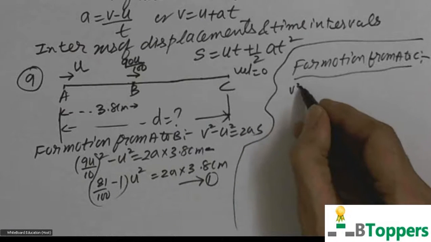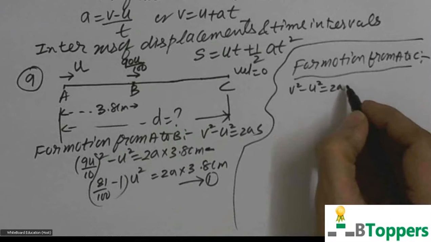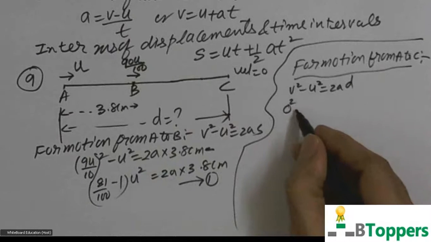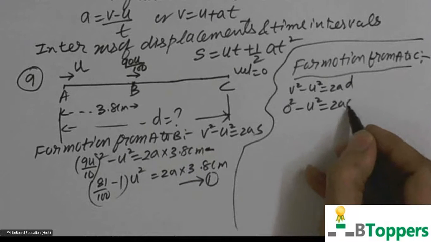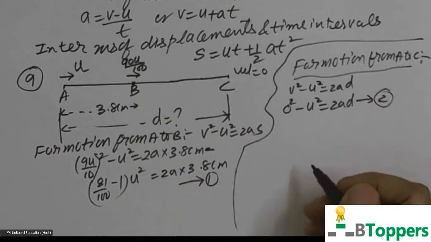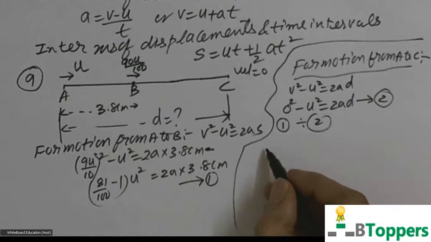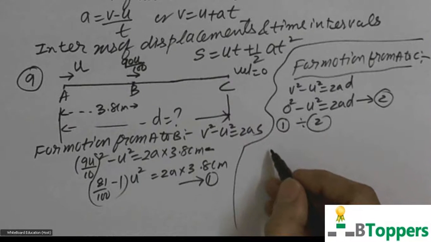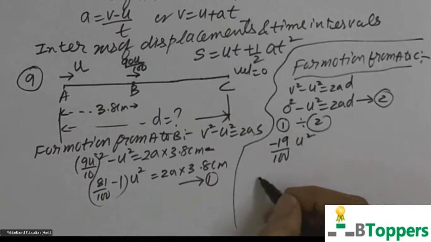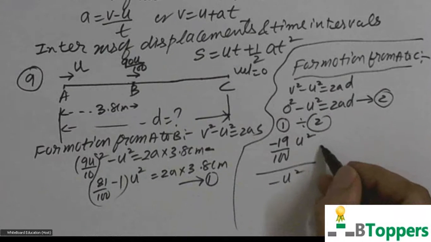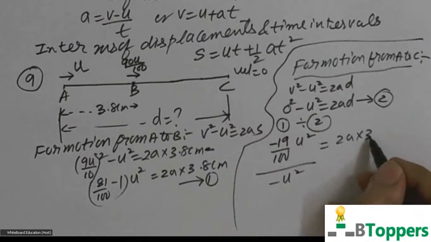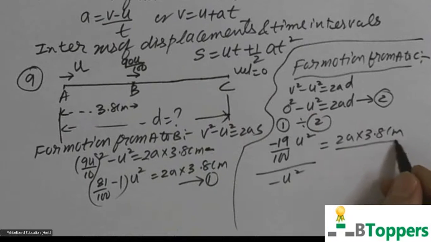Again using the same equation, v square minus u square equal to 2AS. Now S equal to D here. V is 0. Now I can divide the equation 1 with equation 2 to solve for D. So 81 by 100 minus 1, you can simplify that yourself. You get minus 19 by 100 U square divided by minus U square, for 2A into 3.8 centimeter divided by 2AD.